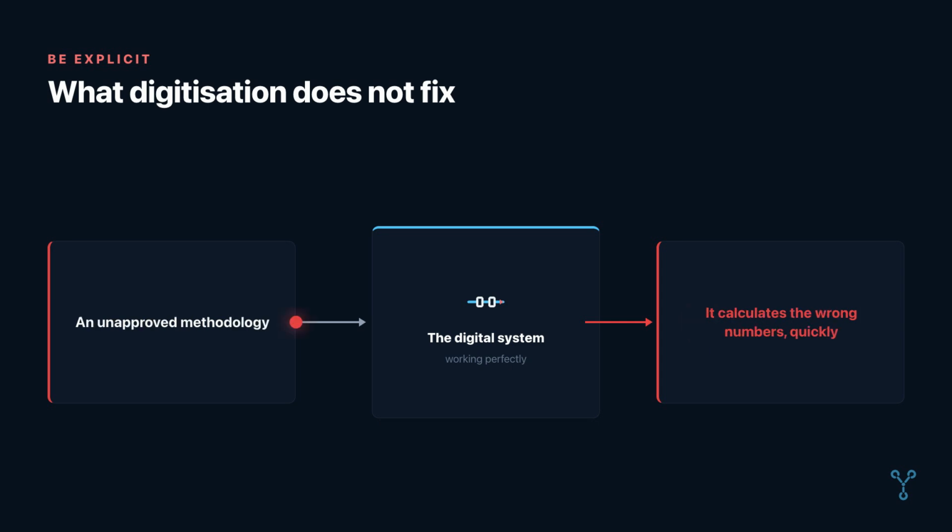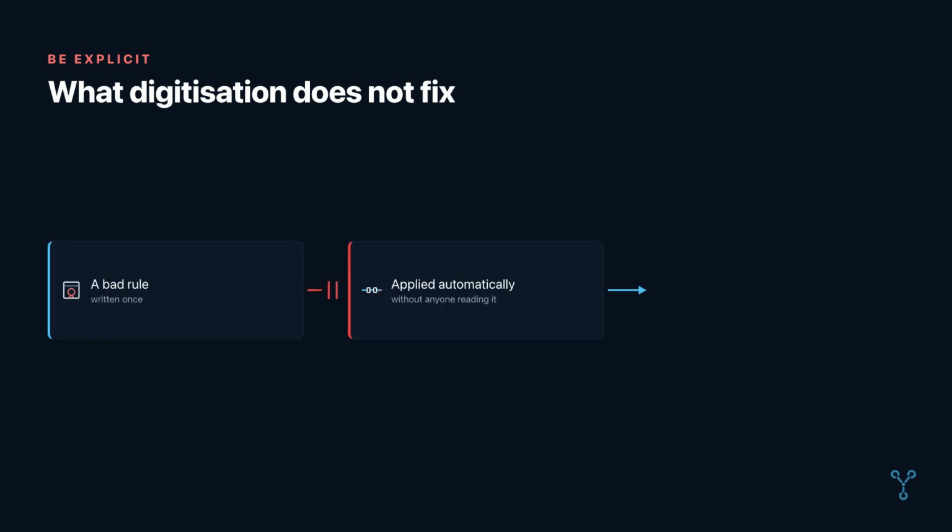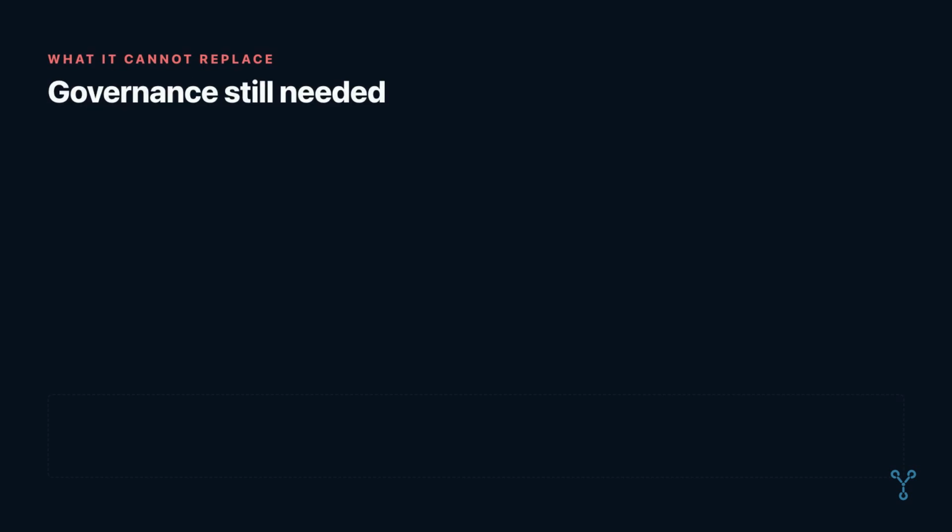Furthermore, dMRV cannot rescue an unapproved methodology. A methodology is the set of rules a project follows to calculate emission reductions. If the rules are wrong, the digital system will just calculate the wrong numbers quickly. Digitisation cannot fix bad rules. It can only apply the rules faster. You must ensure the rules are correct before you apply digital tools. Digital MRV also cannot substitute for absent governance.